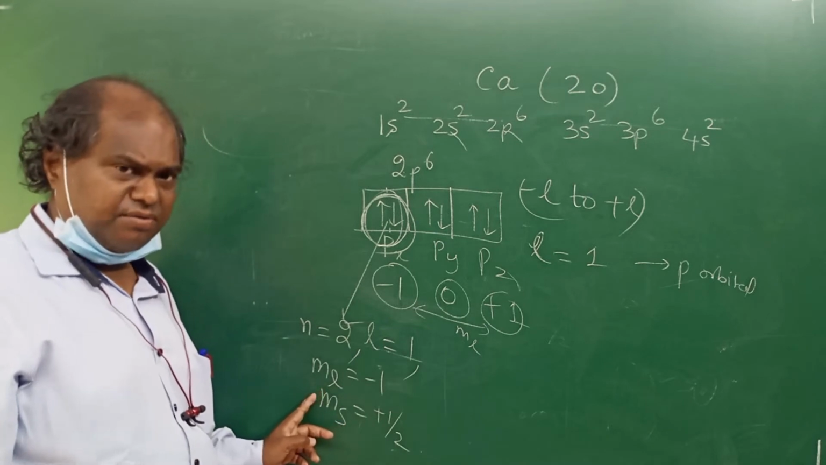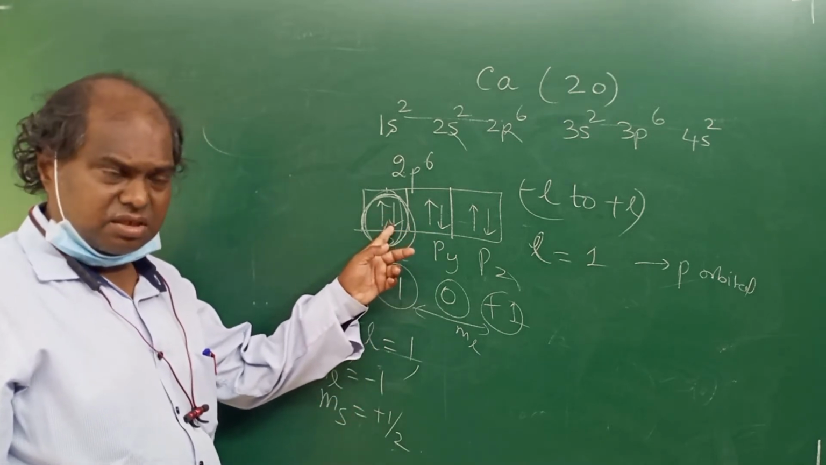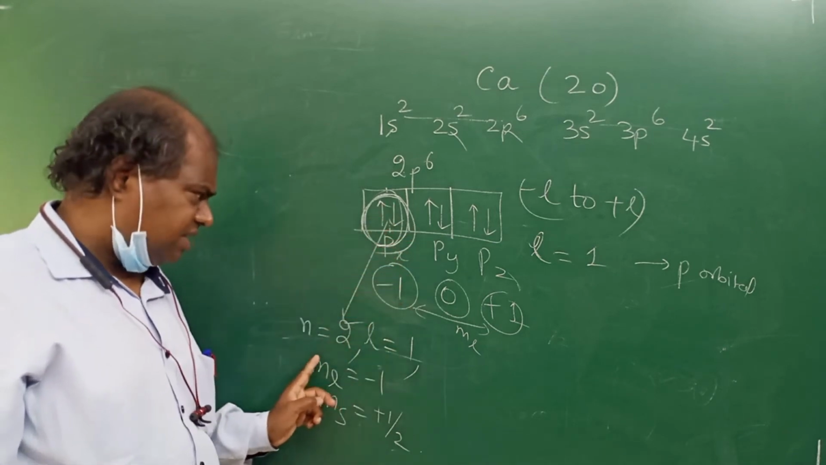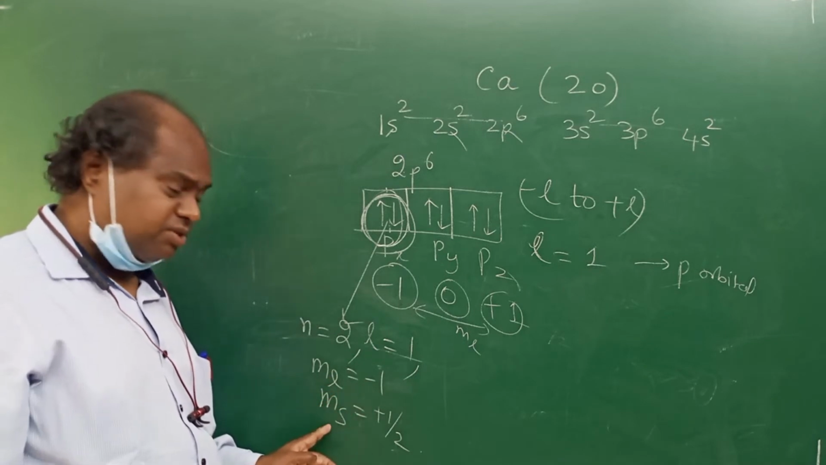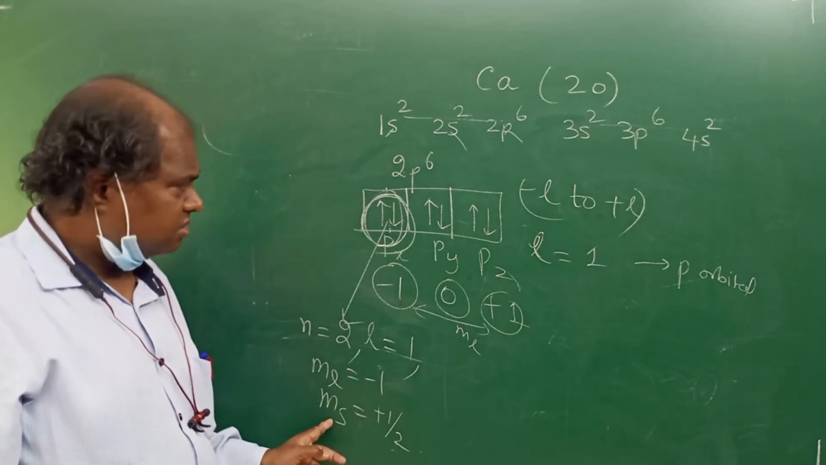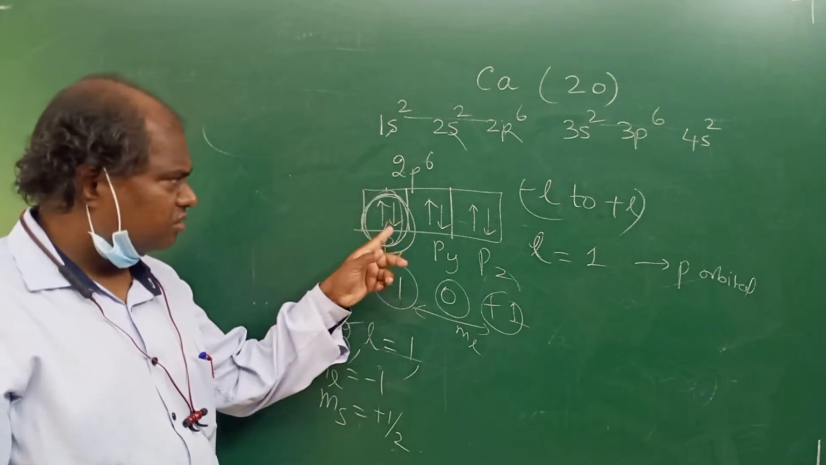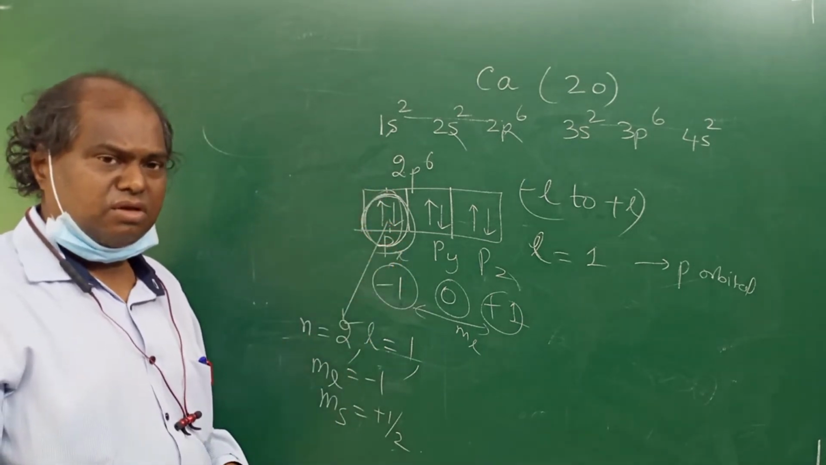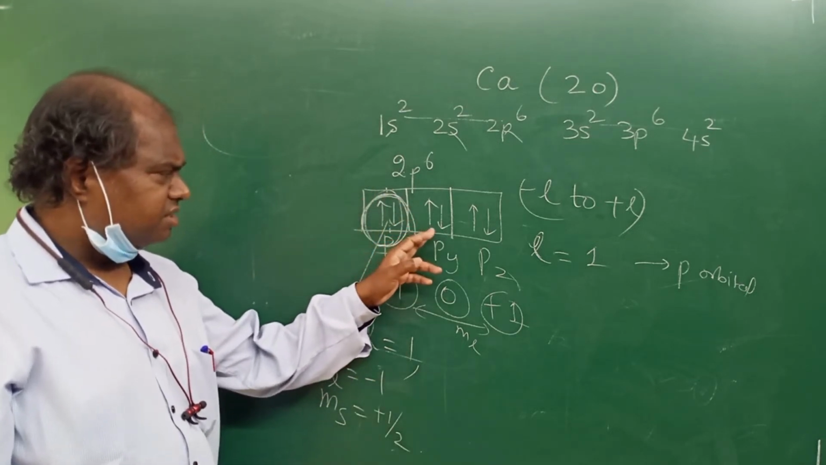For the other electron, which is the downward electron, the same thing will continue. n is equal to 2, L is equal to 1, same thing, but ms will become minus half. Are you clear? ms will become minus half for the downward electron. So this is for these 2 electrons.